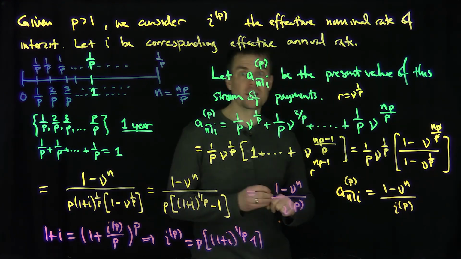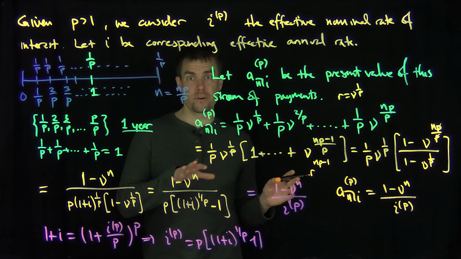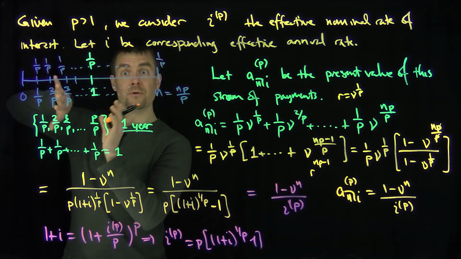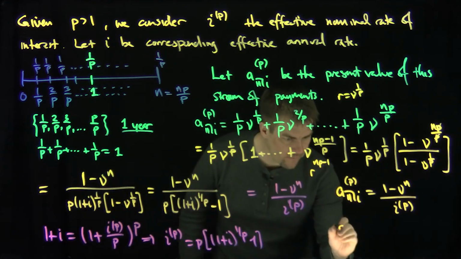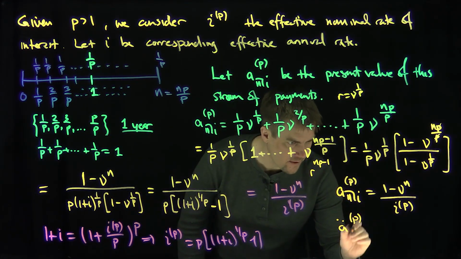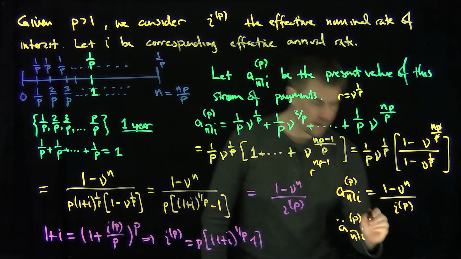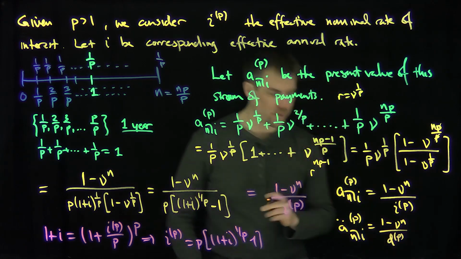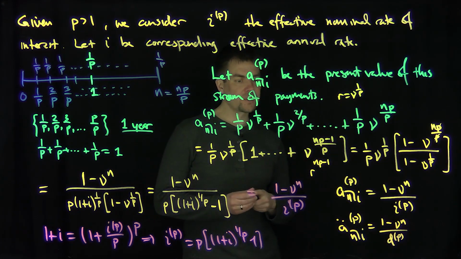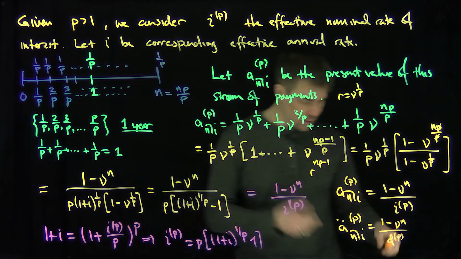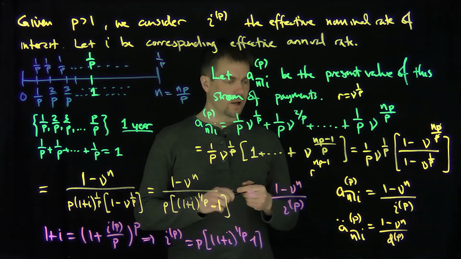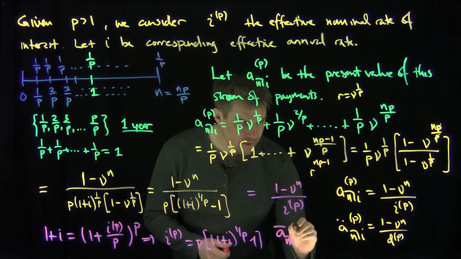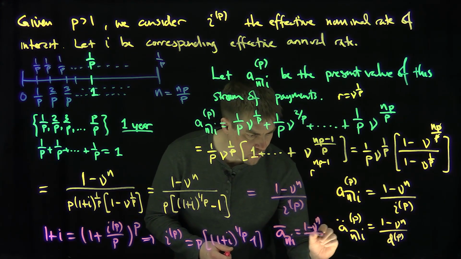Now I can get some quick modifications of this with very little work. I can run the same argument by shifting all these payments by 1 unit to form an annuity due paid p-thly. We can guess the formula, and this is a good exercise for y'all. If I do annuity due paid p-thly, it'll be 1 minus nu to the n over d^(p). And then, of course, as p goes to infinity, we get continuously paid annuities. So as p goes to infinity, we conclude that a-bar_n is going to be 1 minus nu to the n over delta.